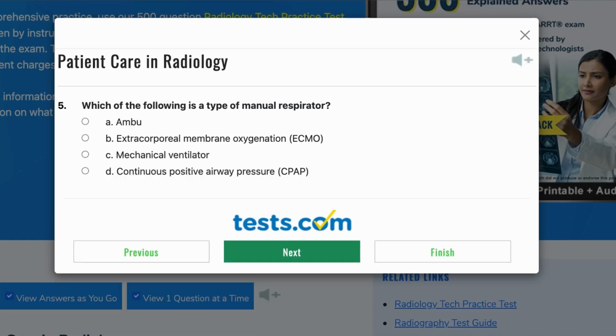Question 5. Which of the following is a type of manual respirator? A. AMBU. B. Extracorporeal membrane oxygenation, or ECMO. C. Mechanical ventilator. D. Continuous positive airway pressure, or CPAP.